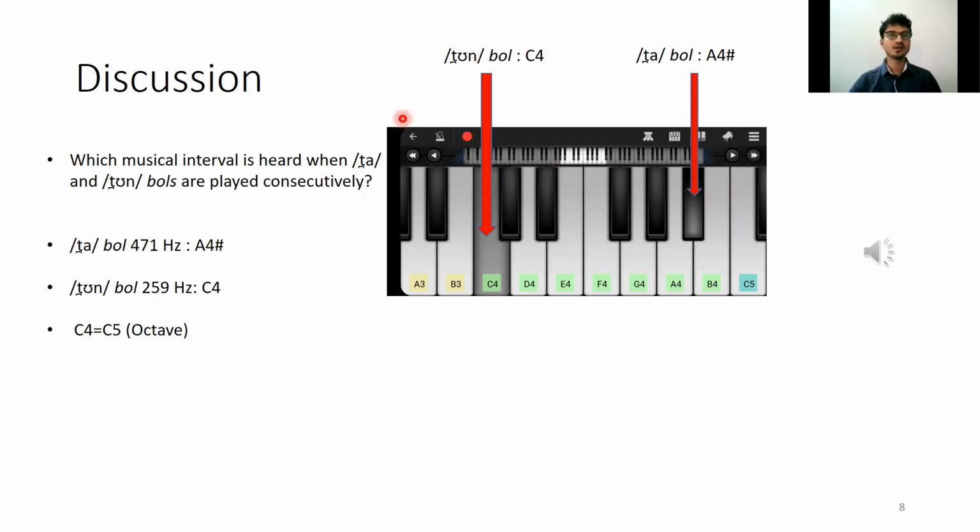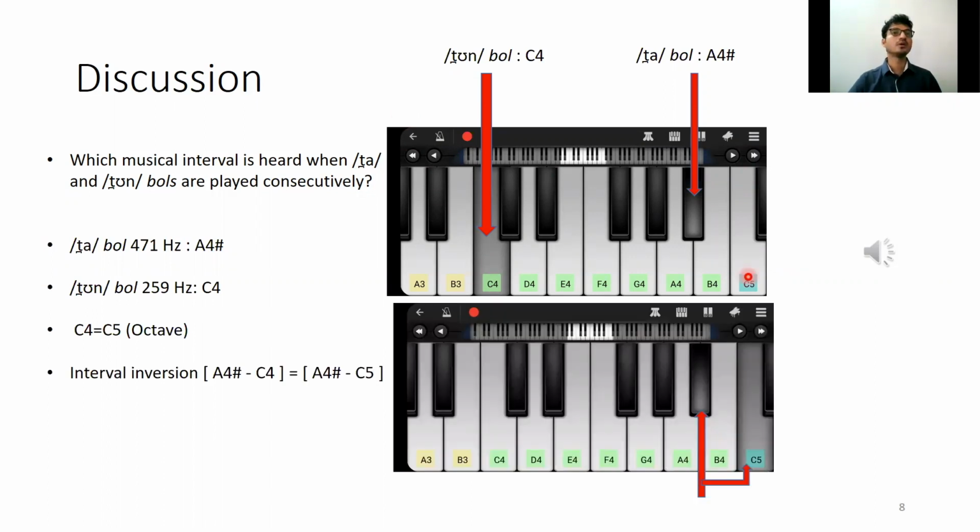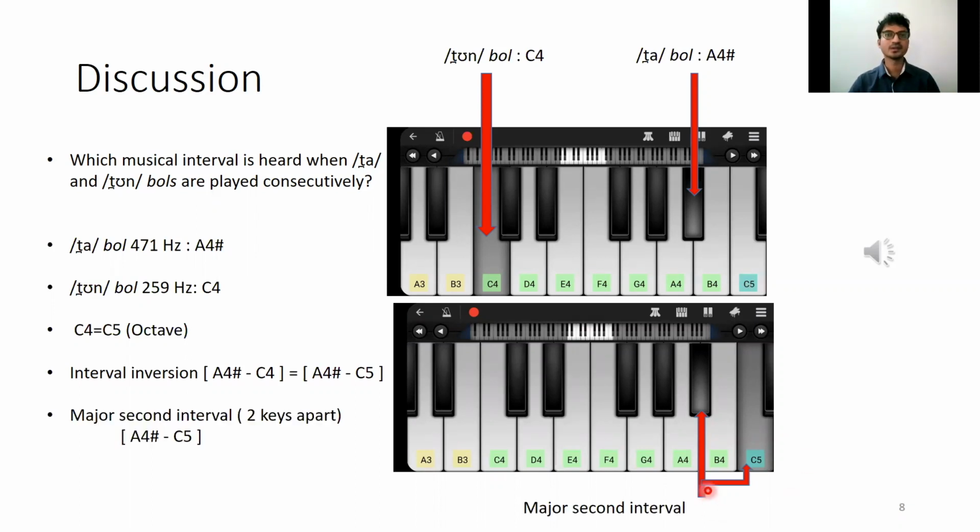Since musical notes that are an octave apart are perceived to be similar, C4 and C5 are perceived to be similar. Now an interval inversion is done, where C4 note in the descending interval A4 sharp to C4 is moved up by an octave, resulting in an ascending interval A4 sharp to C5 as shown here. This interval can be transposed to a lower octave and obtain the interval A3 sharp to C4 as shown here.